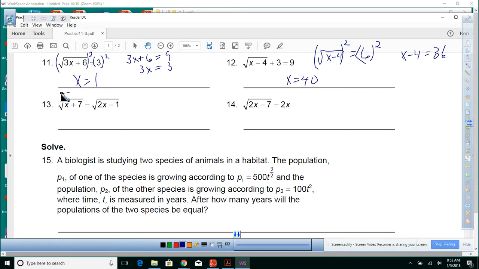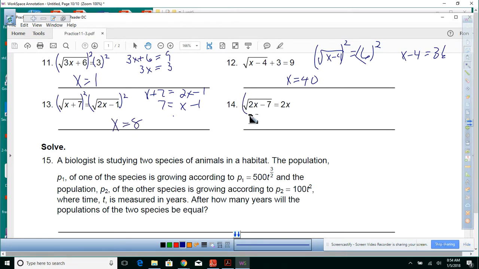What about here? Square both sides. And you got x plus 7 equals 2x minus 1. Subtract x from both sides, and you get 7 equals x minus 1. Add 1 to both sides, and you got x equals 8.